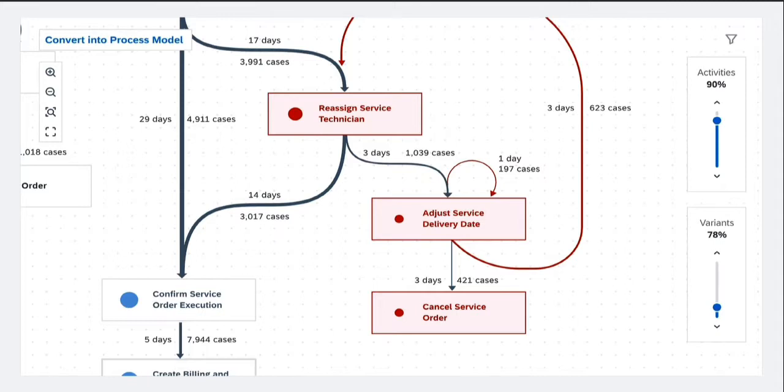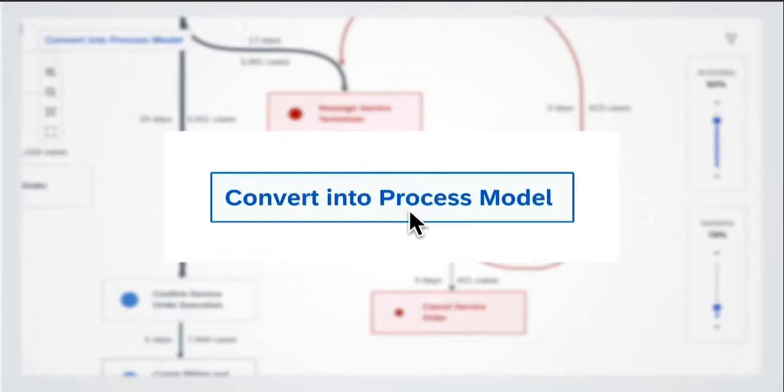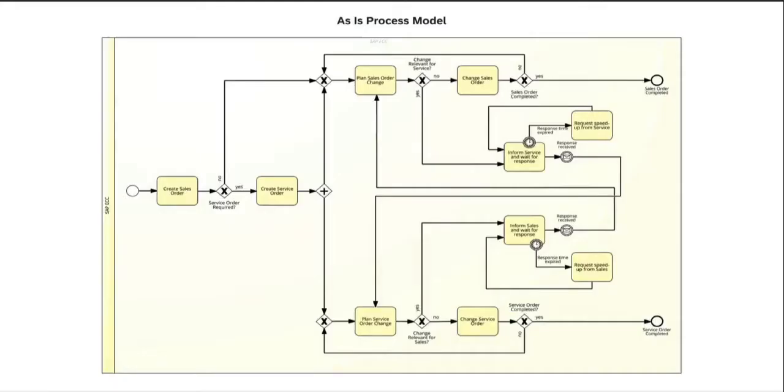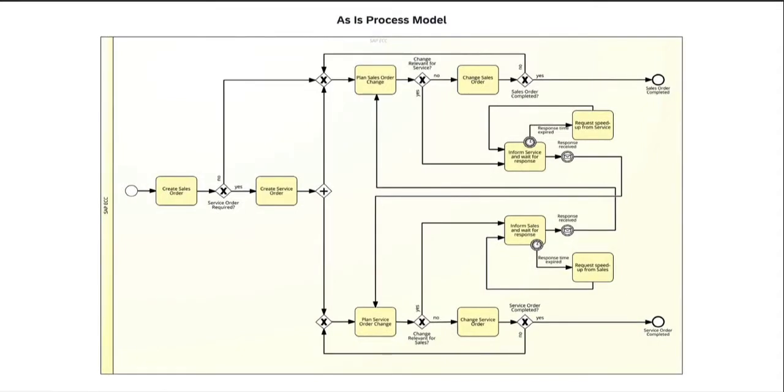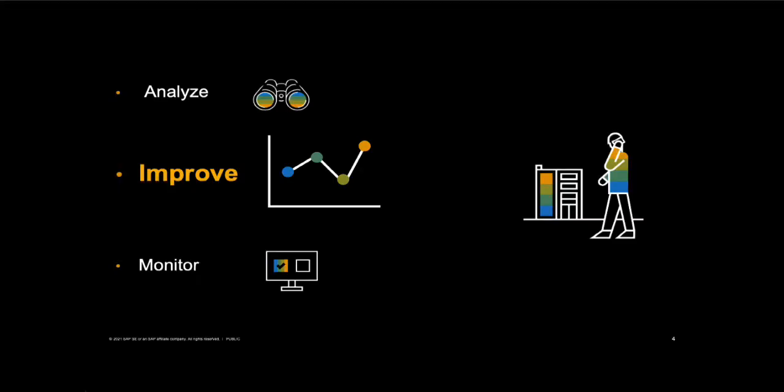To document our current way of working, I simply convert the real process variance discovered from the data into a visual process model. I can later use this as-is model to simulate improvements. I now know what my current process looks like and how it performs. What can I do to improve it?